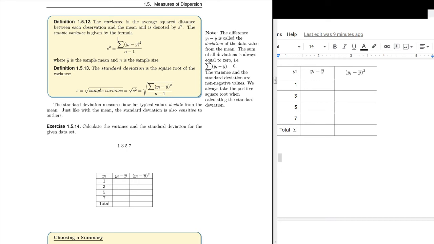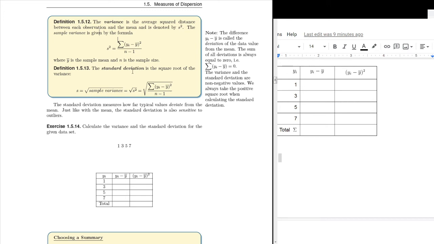The variance is the average square distance between each observation and the mean, and the sample variance is given by this formula. So it is the sum of y sub i minus y bar squared, all over n minus 1, where y sub i are the observations, y bar is the sample mean, and n is the sample size. Then the standard deviation is the square root of the variance.